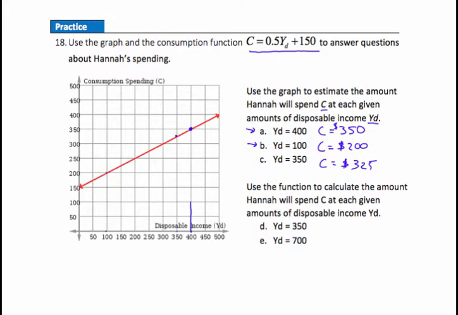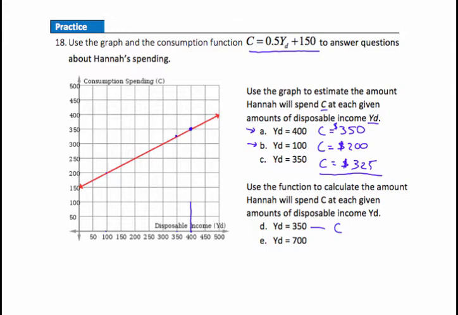All right, let's go to the next part of this question. Use the function to calculate the amount Hannah will spend, C, at each of the given amounts of disposable income. So now, we are no longer going to estimate these things. We are going to figure this out for sure. Remember, right up here in part C, we gave an estimate of $325. Let's see if that's right. So what we're going to do now is use the function.